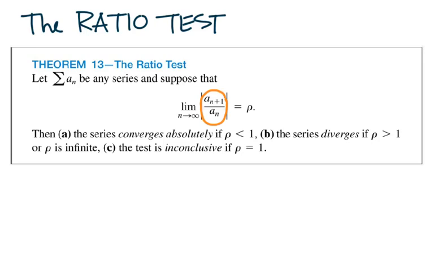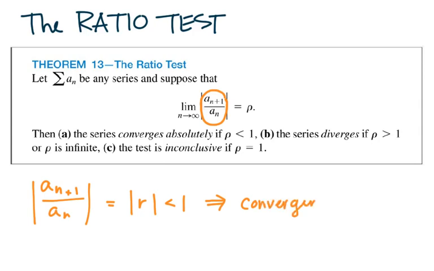And we also want to recall from geometric series that if that ratio, a sub n plus 1 over a sub n, the absolute value of that ratio, which we might call absolute value of r, was less than 1, we could assume convergence.